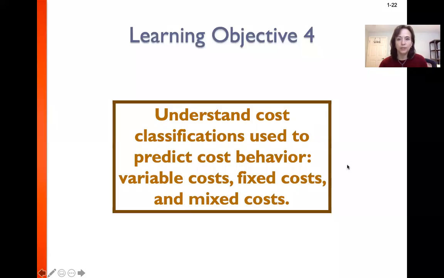Hi everyone, welcome to the second PowerPoint video for Accounting 202. This one we're going to talk about variable and fixed costs and also a mixed cost.